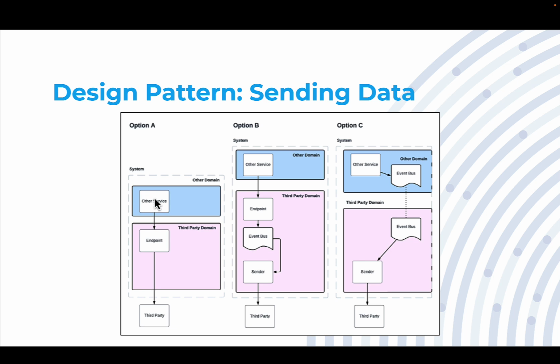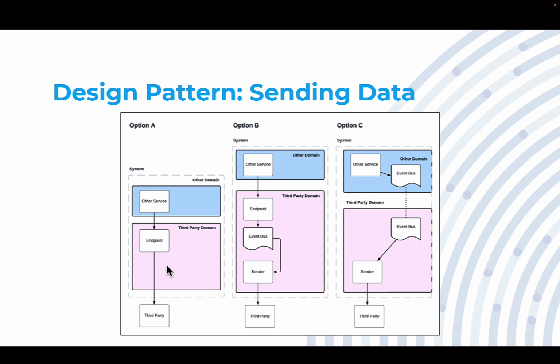In option A, we're going to start with we've established a domain that wraps our third party. And the way it's going to work is we're going to have an endpoint that's simply a pass-through to the third party. The first question here is the third-party domain endpoint really needed? Why doesn't the service just call the third party directly? Generally, I like to put a buffer around third parties, especially third parties with unknown reliability.